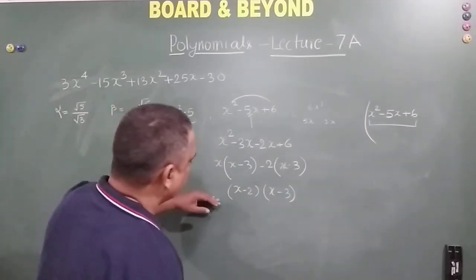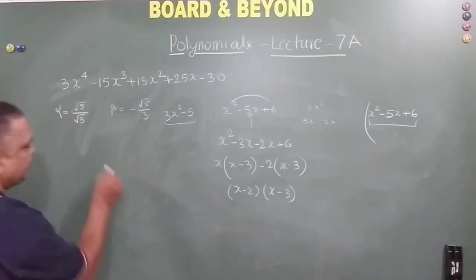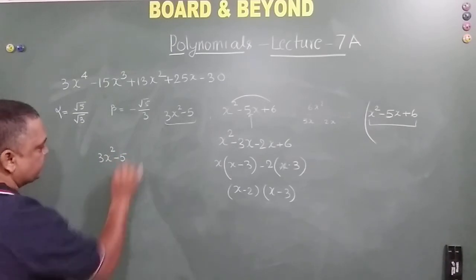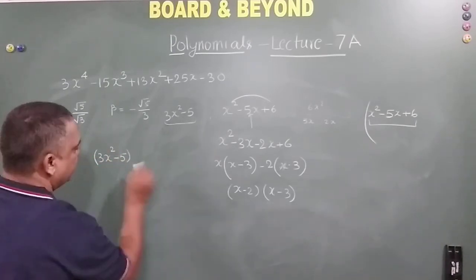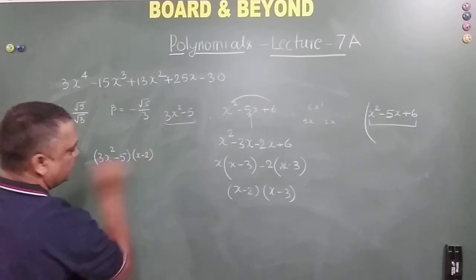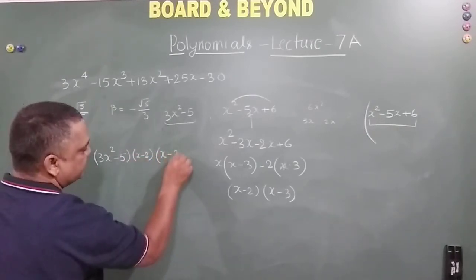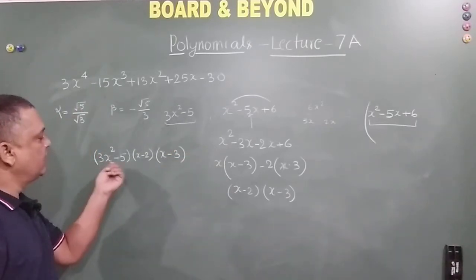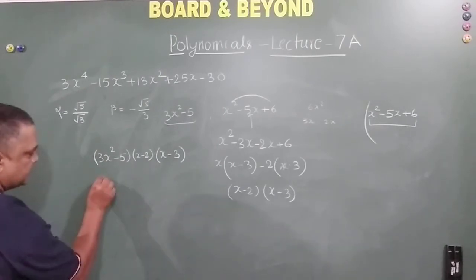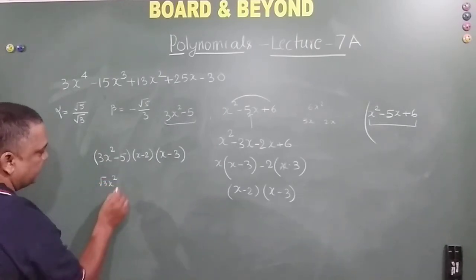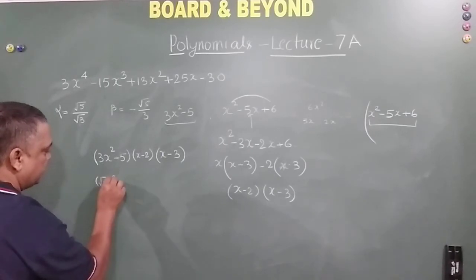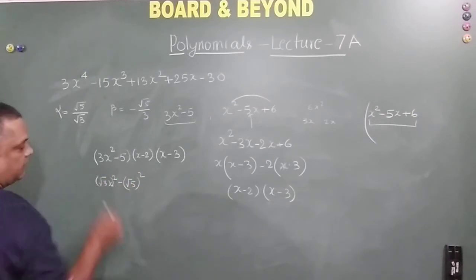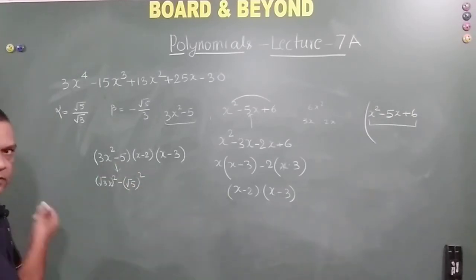Correct? So what we have, finally what we have got, my friends? We have got 3x square minus 5 as one factor. Okay. Then we have got x minus 2 another factor. Then we have got x minus 3 another factor. Okay. Now can this be written? This is a square minus b square. I can make it like this. Let's see. Root 3x whole square minus root 5 whole square. I'm just trying to expand it.